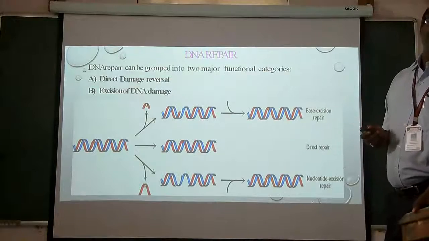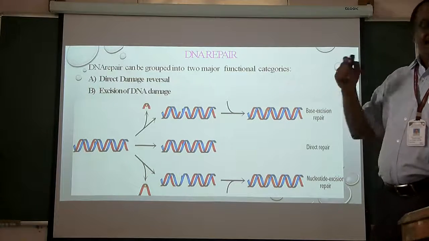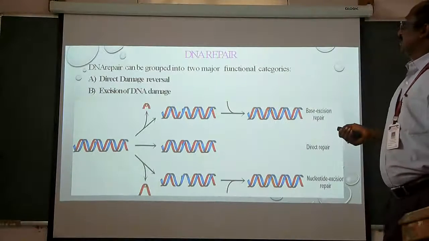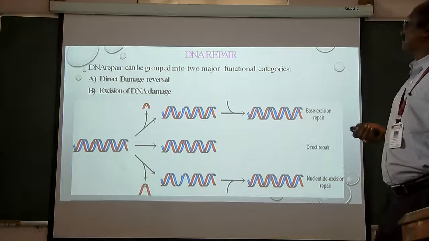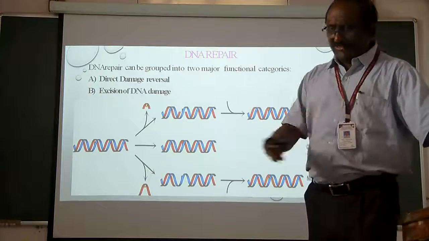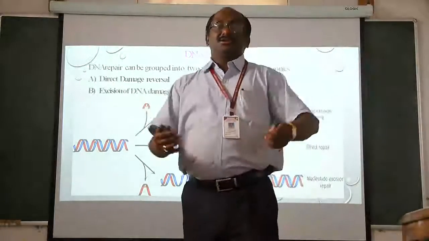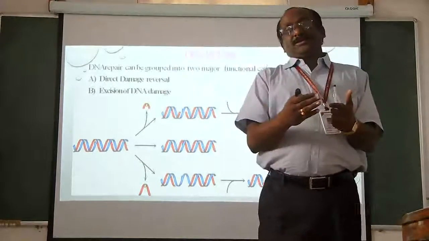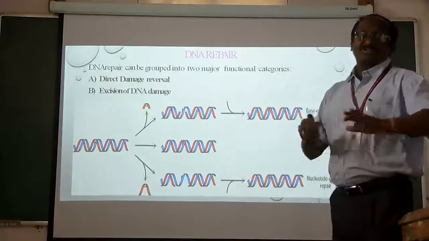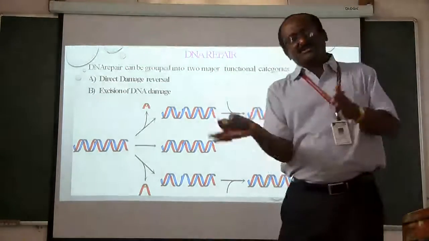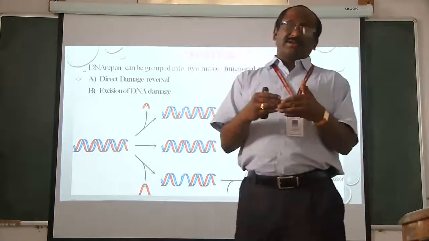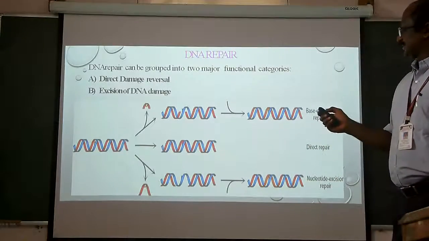So the first thing we are supposed to see is the DNA repair. In the first case, how the DNA repair mechanisms take place. You can see the DNA repair can be grouped into two major functional categories. The one is direct damage reversal. So during the process of replication, if there is a damage to the DNA, the damage can be reversed. It can be reverted back. The same base pairs can be removed, and the new, fresh, original base pairs can be reformed there, and that is what we call direct damage reversal.